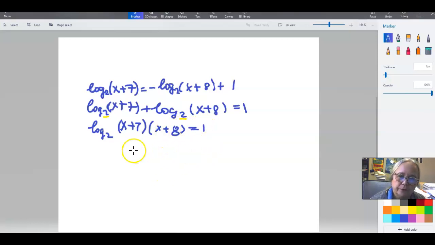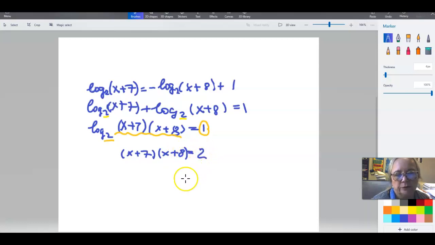So now we need to apply the definition of logarithm. The definition of logarithm is that it's a degree you apply to the base to get the logarithmic expression. So where is the degree? The degree is 1. We apply it to the base 2 to get x plus 7 times x plus 8. In other words, you can write this top row in an equivalent way: the product of x plus 7 and x plus 8 equals 2 to degree 1, or 2.